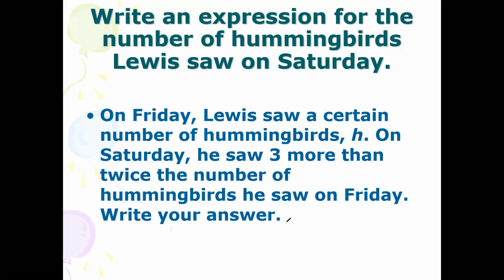He saw three more than, which means plus three, then twice the number of, so we have to multiply by two. First of all, multiply 2 with H to get twice the number of hummingbirds, and then add three. 2 multiplied by H can be written as 2H, and plus 3. So H is a variable, 2 is a coefficient, and 3 is a constant.